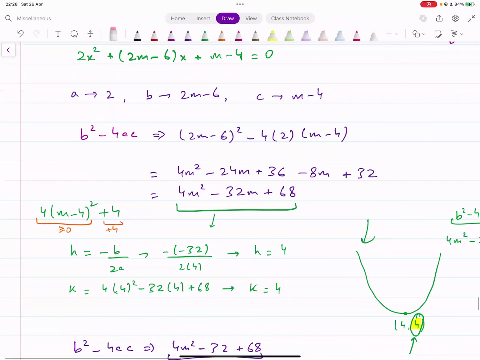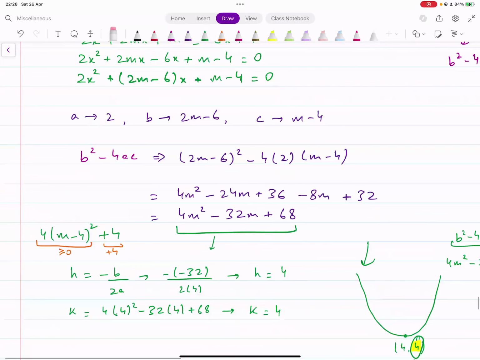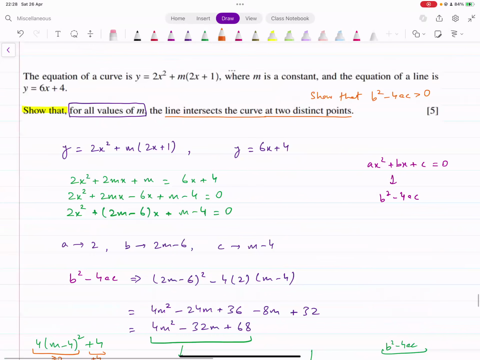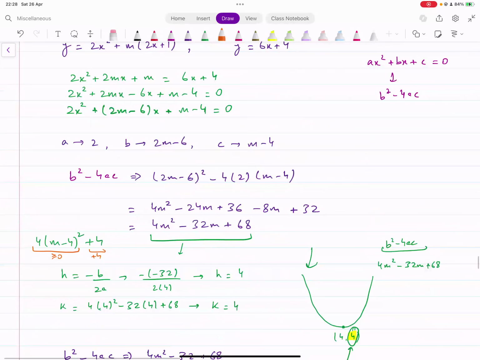What you need to remember is don't put greater than 0 in the beginning. Start with just b squared minus 4ac, simplify that, and then use the expression that you get to somehow prove that it is always positive in this case.